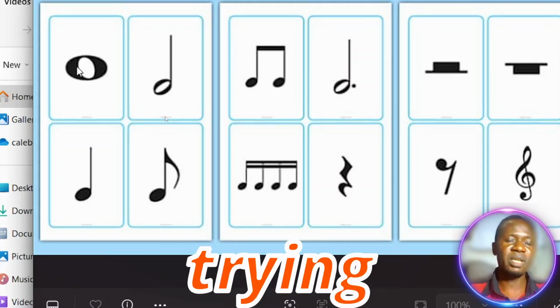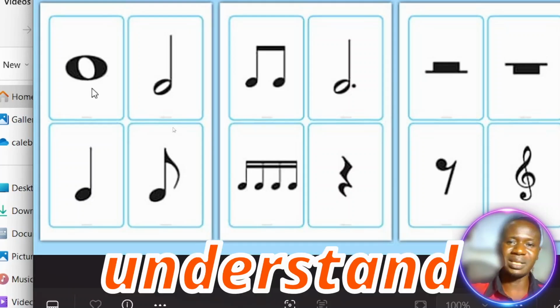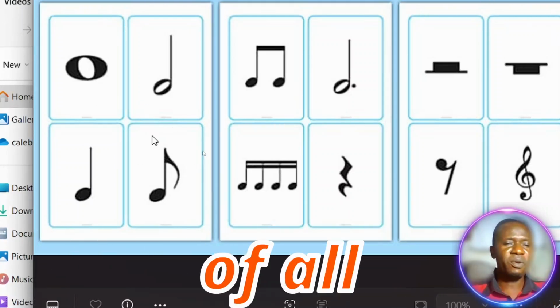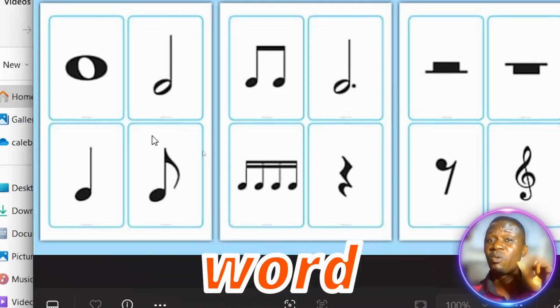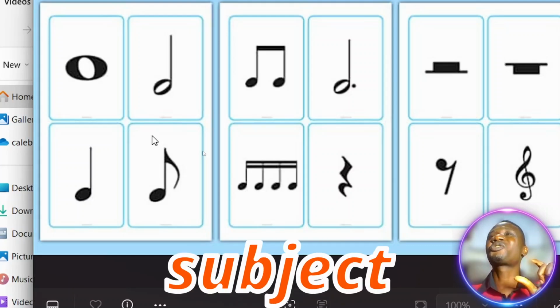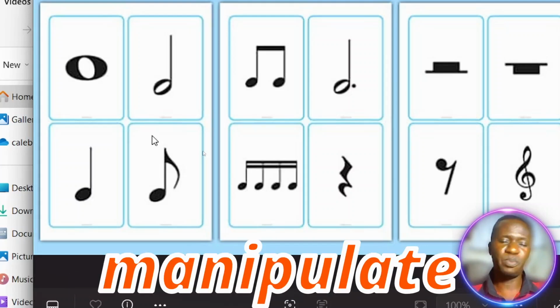So what am I trying to establish here? What I'm trying to let you understand is that you can also manipulate this. First of all, what is music? Music is an arrangement of sound. Remember the word arrangement. Arrangement means the sound is subject to manipulation, so you can manipulate it.